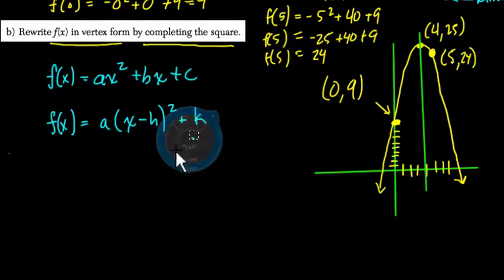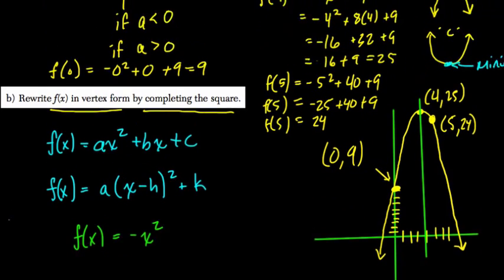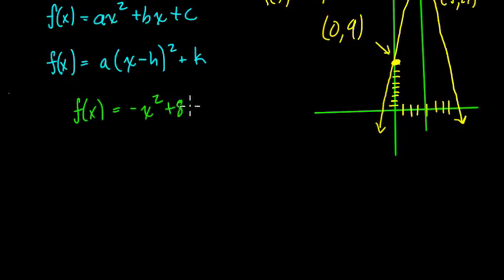So what they want you to do is turn standard form into vertex form, which sounds intimidating, but it's pretty straightforward. Here's what I mean. So we take f of x equals negative x squared plus 8x plus 9. So this is what they give us.